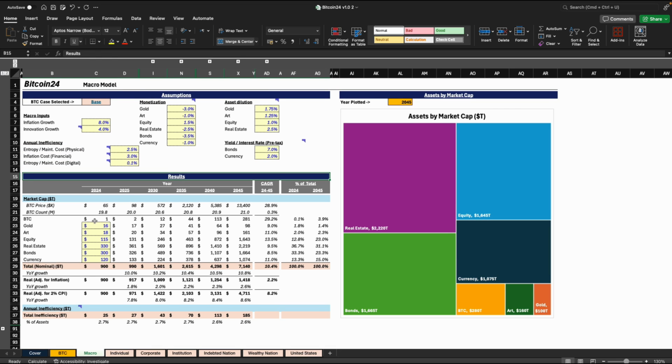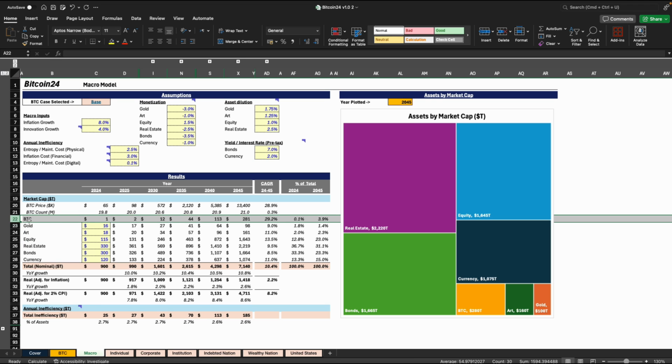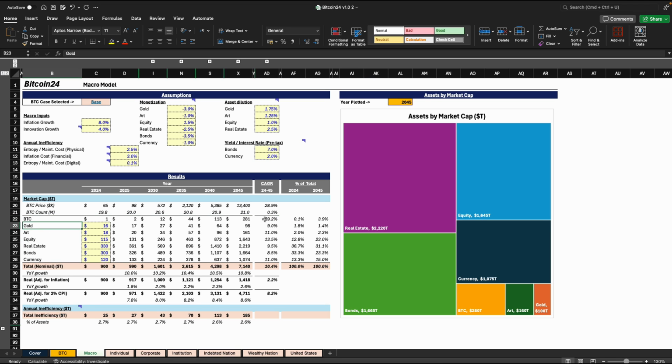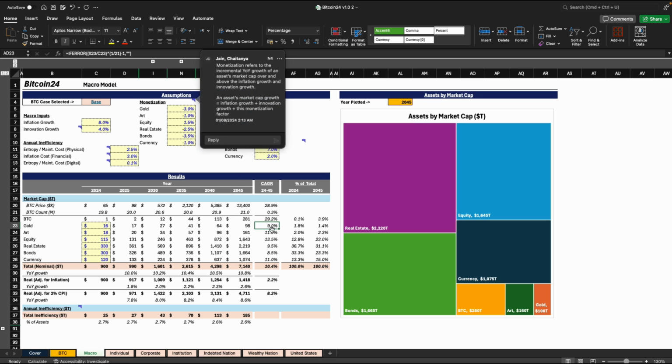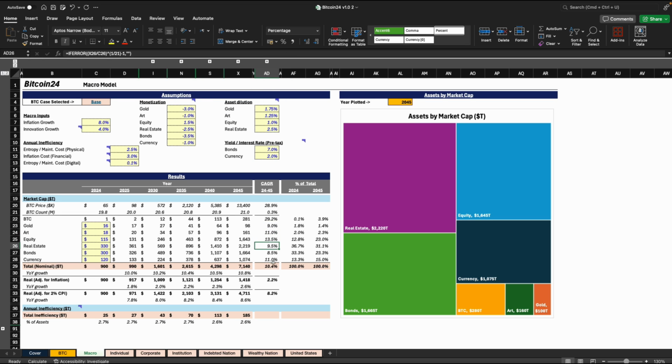So these are the results based on our assumptions. How will Bitcoin do compared to all other traditional assets? If we take the base case for Saylor, we will have Bitcoin CAGR at 29.2%, gold at 9% with adjustments in the assumptions, art at 11%, equity at 13.5%, real estate at 9.5%, bonds at 8.5%, and currency at 11%. Again, these are changed because I changed the assumptions, but if you want to stick to whatever Saylor already had in this model, you can just download it yourself and look at the model to see what exactly Saylor is predicting. But those are my results based on my assumptions.